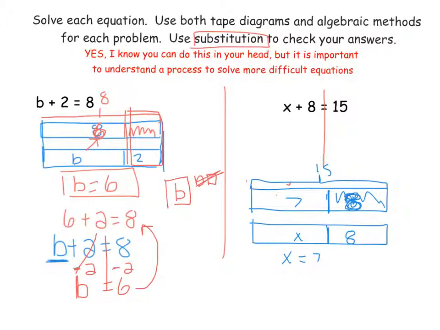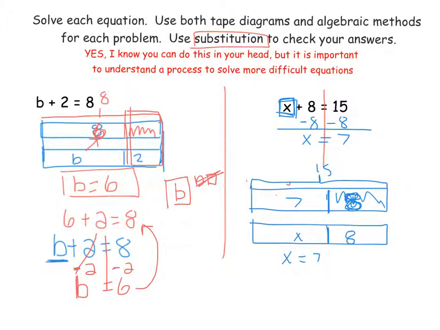Okay, so back to the algebraic way. If it's x plus 8 equals 15, we want to get rid of this plus 8 because the whole goal of solving equations is to figure out what x is. Again, the whole goal is to get this on a side by itself, so we have to get rid of that plus 8. So we're going to subtract 8. So now I have x equals 15 minus 8, which is 7.